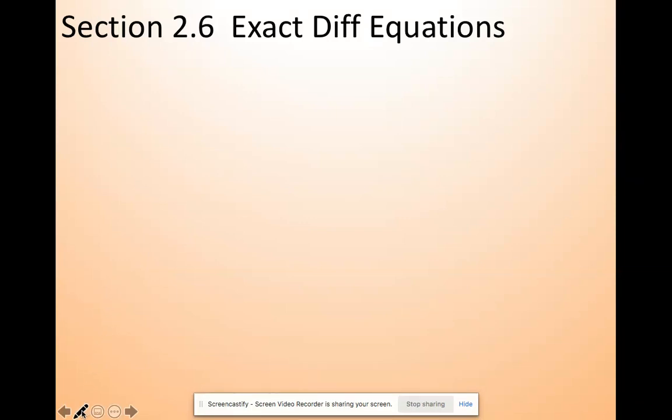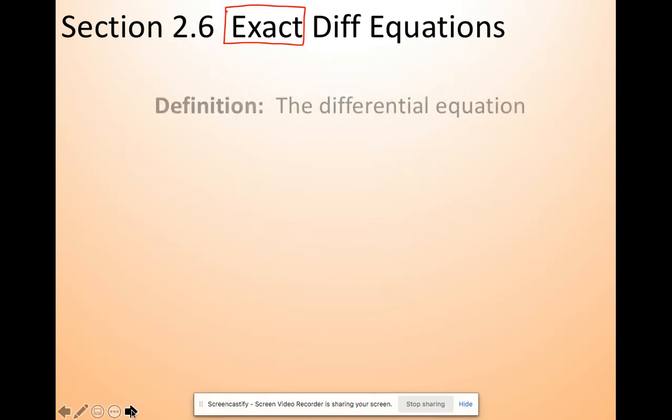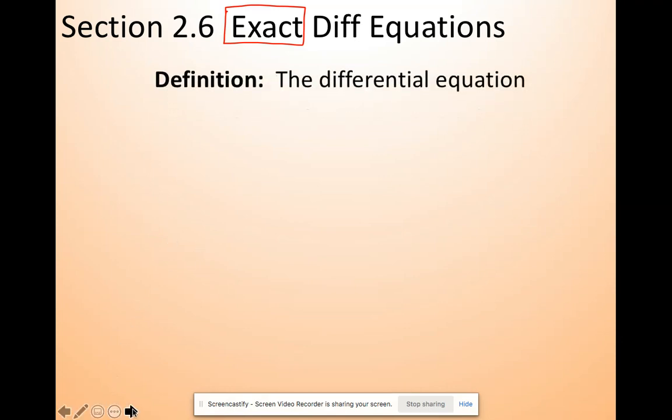Kids, time for our last section. Now, it'll take us a couple lessons to get through section 2.6, but it deals with something we call exact differential equations, and it's going to involve some of the skills that we learned in maybe the first quarter of multivariable. So first, the definition.